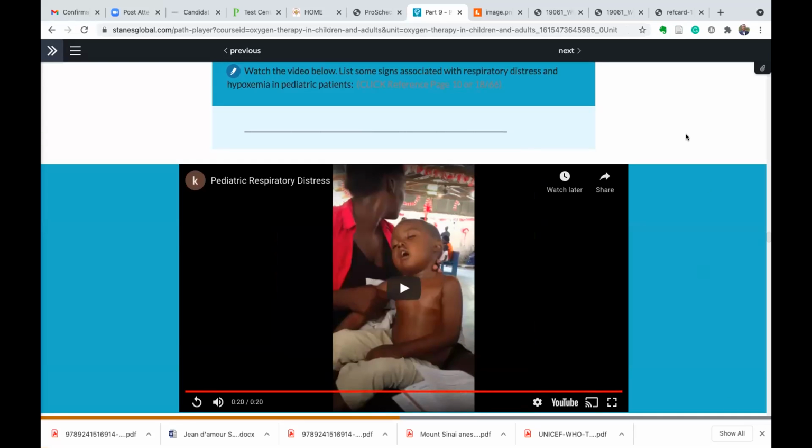Okay, yeah, you can tell me what you saw. What are the signs of respiratory distress did you see in this patient? You can at least put like 2 signs in the chart.